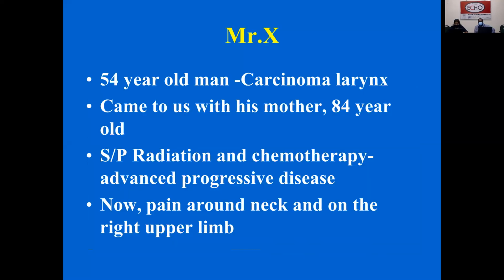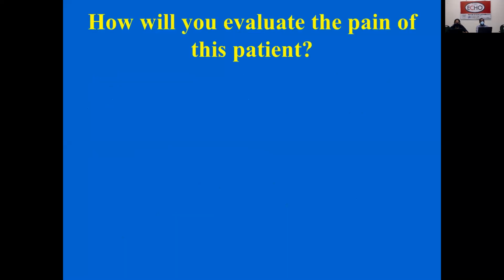This patient is a 54-year-old man with carcinoma of the larynx. And you can see he has undergone a tracheostomy. He came to us with his 84-year-old mother. His radiation and chemotherapy was over, and he is not taking any active treatment because he has a progressive and advanced disease. Now his main problem is pain around the neck, and he is also complaining of pain in the right upper limb. So next question is, how will you evaluate the pain of this patient?